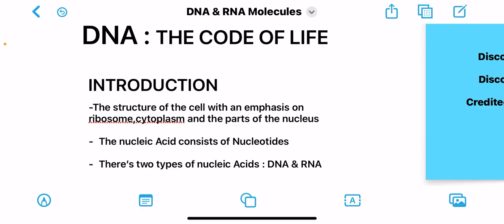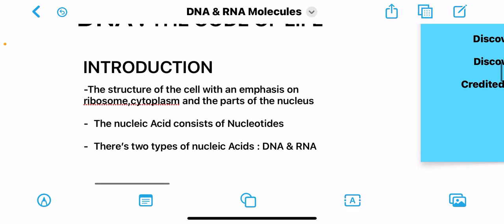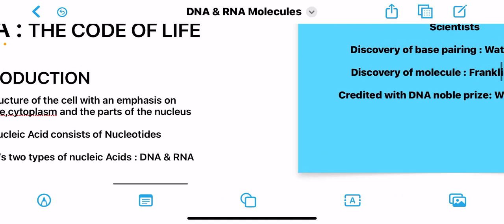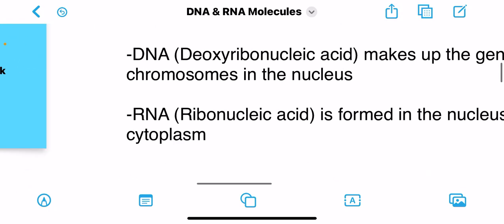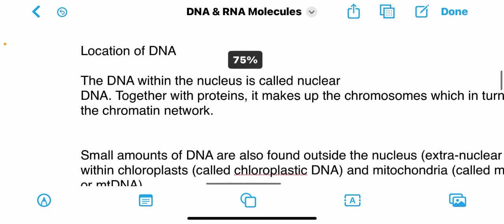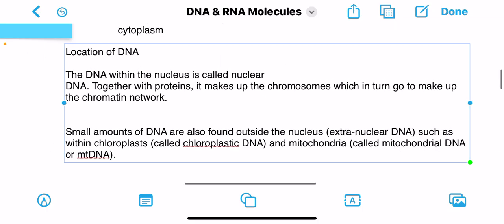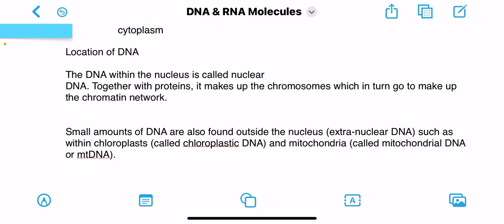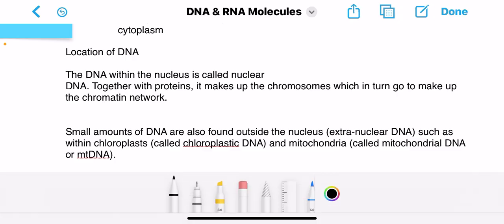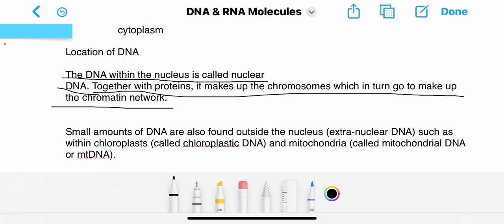Now, DNA is a molecule. This molecule is mainly found in the nucleus. Let us go here. I want us to be able to understand DNA. The location of DNA: it is found within the nucleus and is called nuclear DNA because it is located within the nucleus. Together with proteins, it makes up chromosomes, which go on to make up the chromatin network.